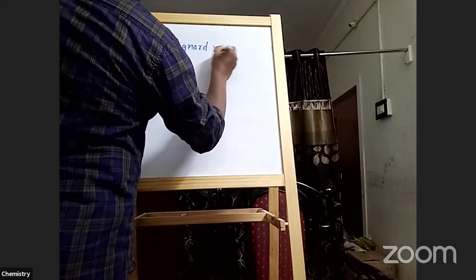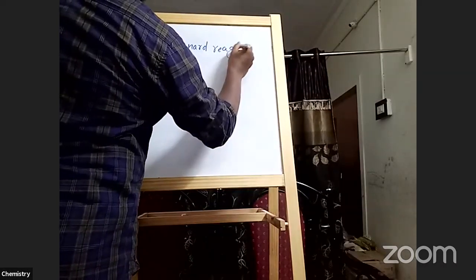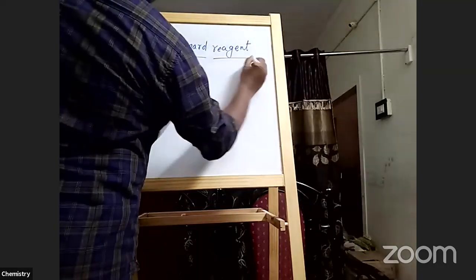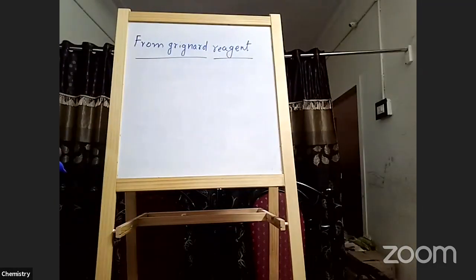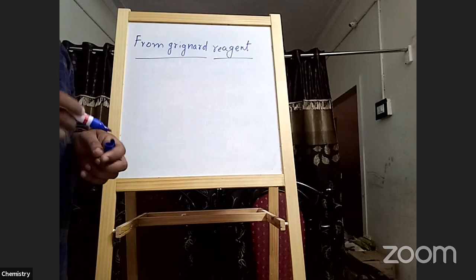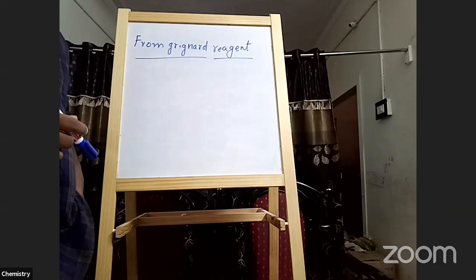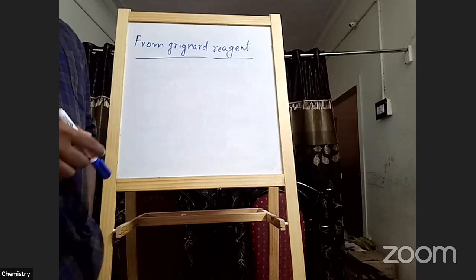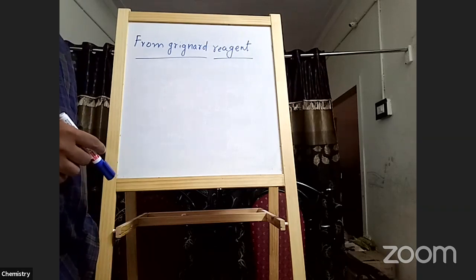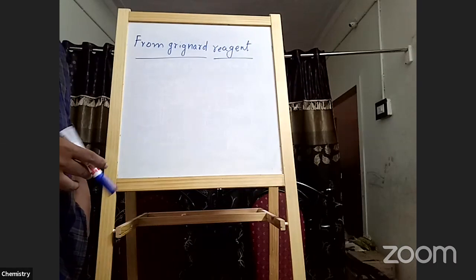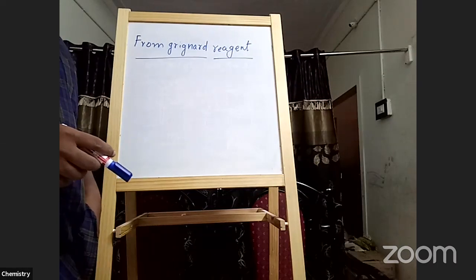Grignard reagent. Preparation of carboxylic acids from Grignard reagent. Yesterday we have seen from alcohols and aldehydes, alkyl benzenes, and next from nitriles and amides. Today, the preparation of carboxylic acids from what? Grignard reagent. We know what the Grignard reagent is.